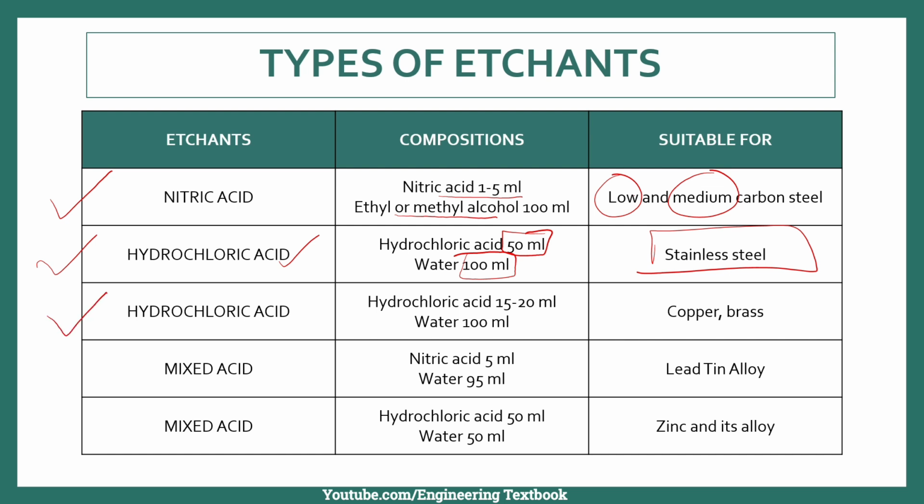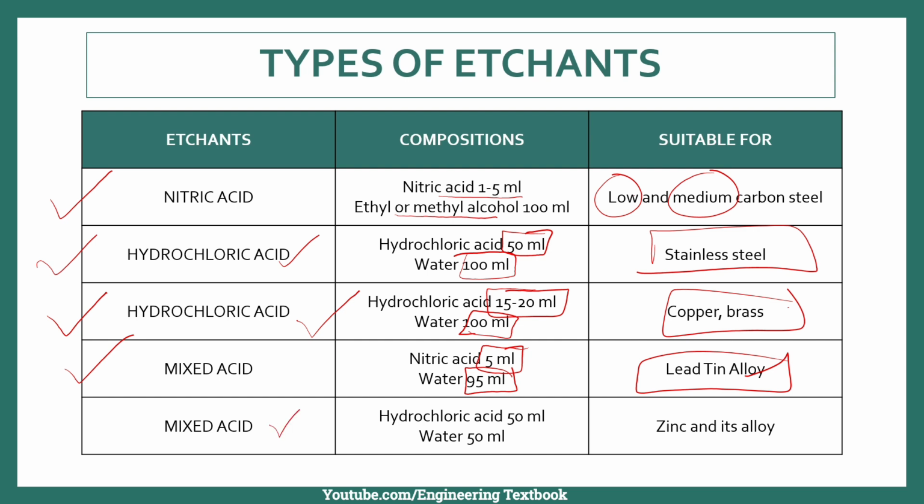Again, hydrochloric acid, but now the mixture is a little different. 15 to 20 ml of hydrochloric acid and 100 ml of water is suitable for copper and brass. Mixed acid, that is nitric acid 5 ml and water 95 ml, is suitable for lead tin alloy. Again, mixed acid, hydrochloric acid 50 ml and water 50 ml, is suitable for zinc and its alloys. So these are the types of etchants we have in our syllabus.